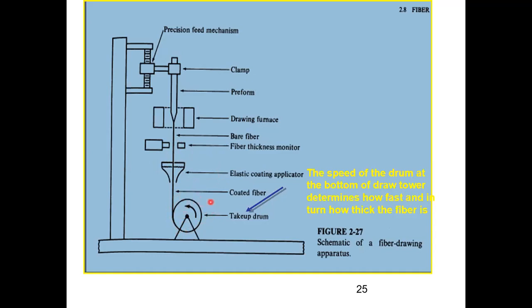So whenever you are explaining this diagram, all these points should be there. This speed of the drum will then determine the thickness of the fiber. If you need a very small thickness, like a single mode fiber, then you need to increase the speed of the drum. So that speed will determine the thickness of that particular fiber. This is the simplest way to explain the fiber drawing tower.